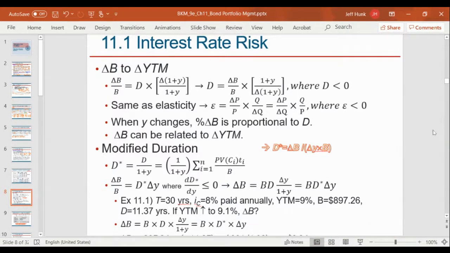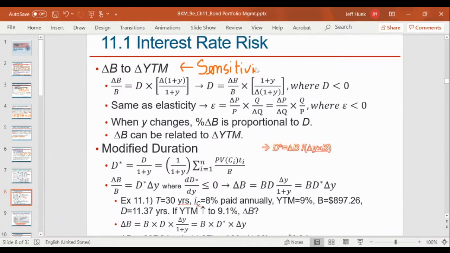into duration, it's basically the ratio of change in bond price to change in yield. So I told you this is sensitivity. It's the sensitivity of bond price to change in interest rate, right?